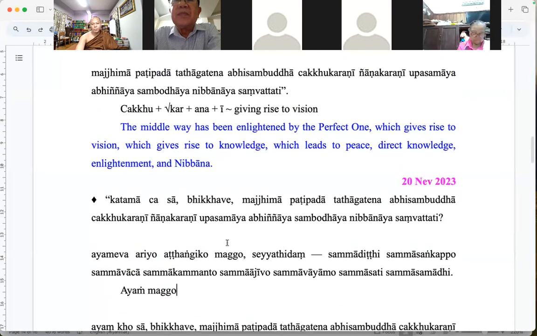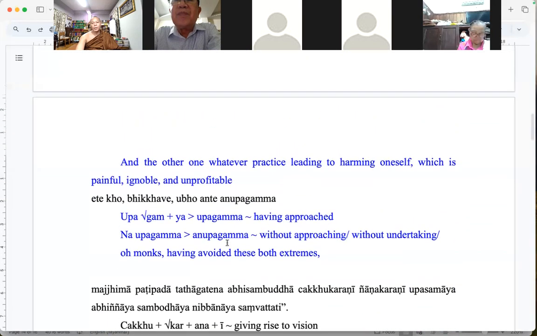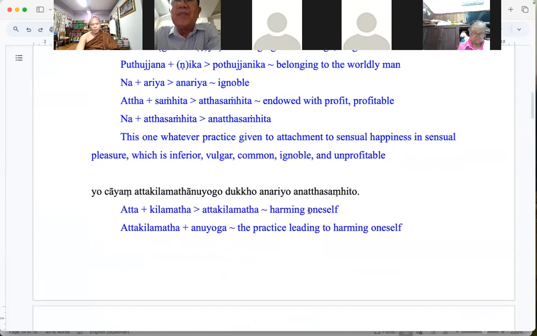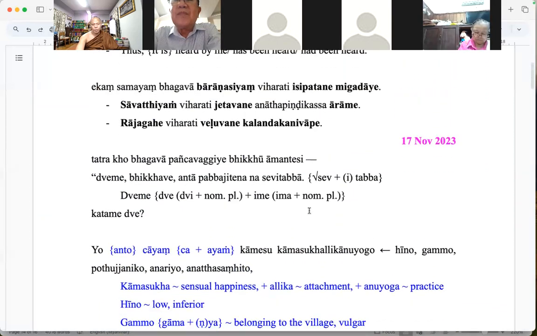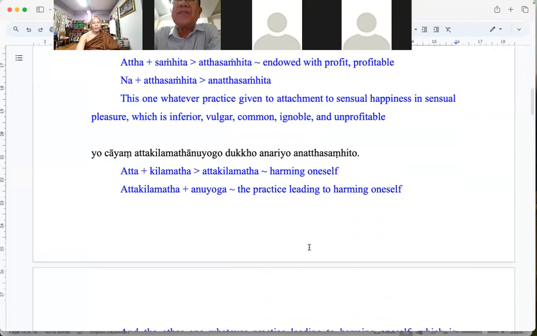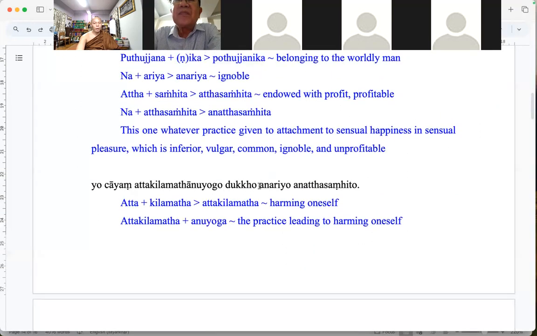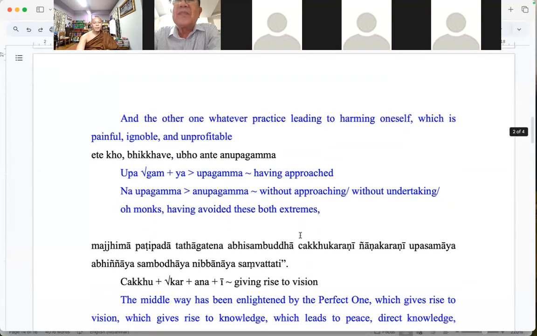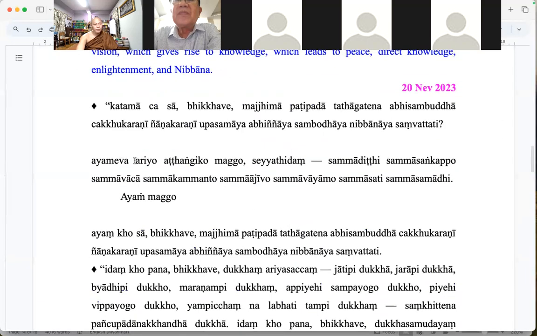In the previous two things that should not be followed, when the Buddha expressed them, at that time the Buddha used two words. One is anariyo, ignoble, and the second one is also anariyo. You see, noble. But not like that. This way is noble, not ignoble. That is modifying the mego. Ayan ariyo mego. That mego is only one word.